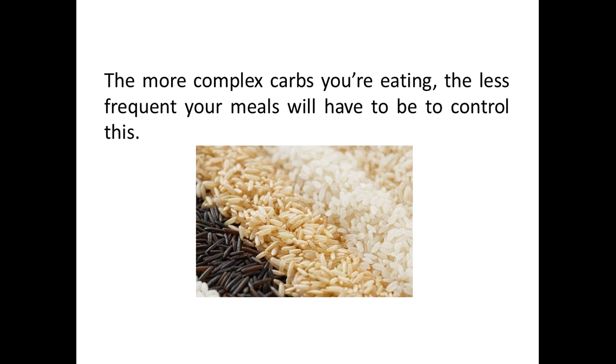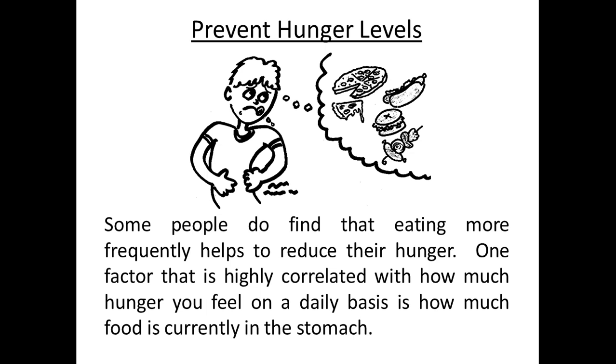Fast absorbing high glycemic carbs are similar to sugar, let's say fructose. Sugars have a rapid onset and give you a boost of energy, but they make you crash soon after. So, preventing hunger levels.